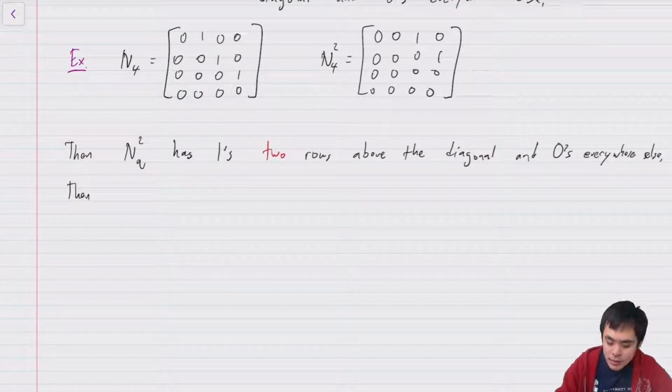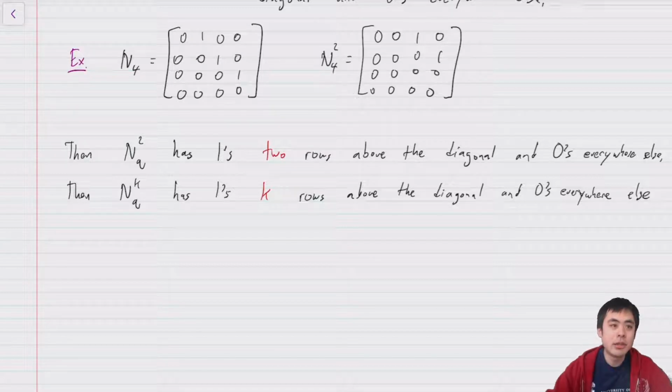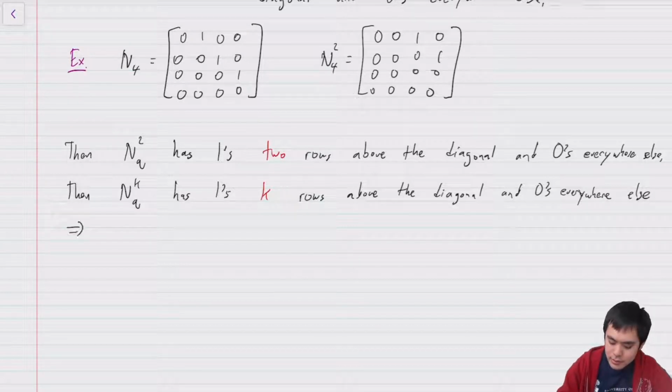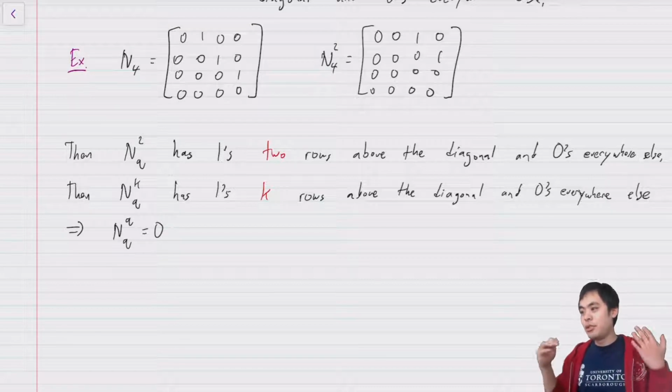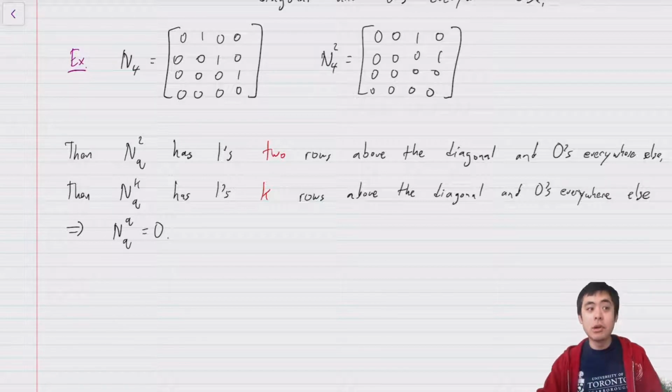You can also see this in the general case. It turns out that N q to the k has ones k rows above the diagonal and zeros everywhere else. In particular, this means that N q to the q is equal to 0, because once you're q rows above the diagonal, you're off of the matrix. So this is the 0 matrix, which is also why we call these matrices nilpotent, because at some matrix power, you have just the 0 matrix.